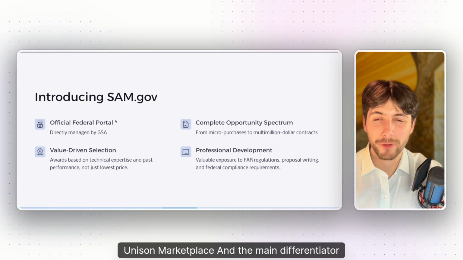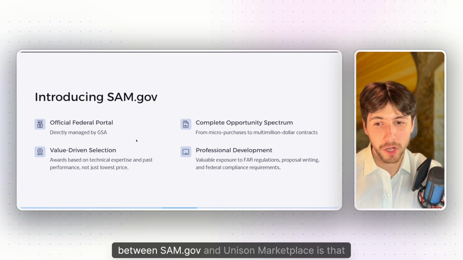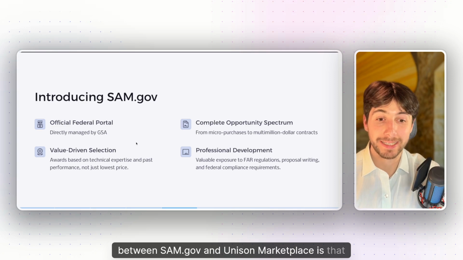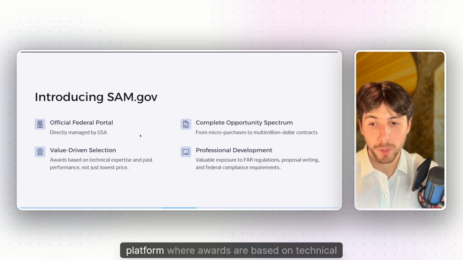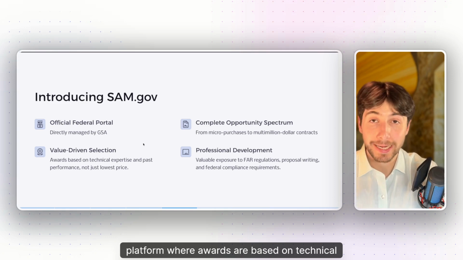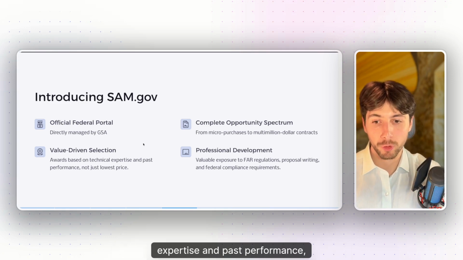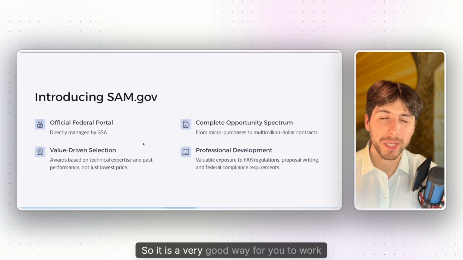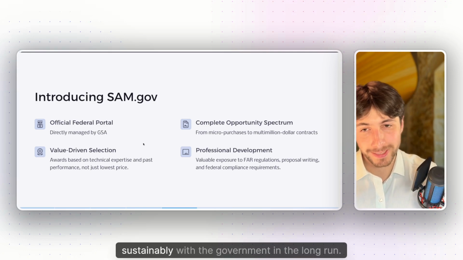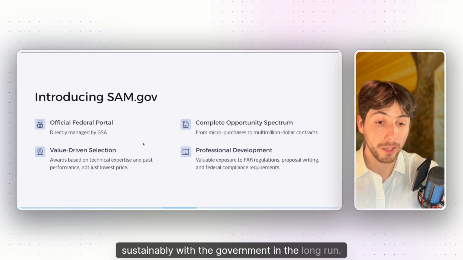And the main differentiator between SAM.gov and Unison Marketplace is that SAM.gov is a value-driven platform where awards are based on technical expertise and past performance, not just lowest price. So it is a very good way for you to work sustainably with the government in the long run.